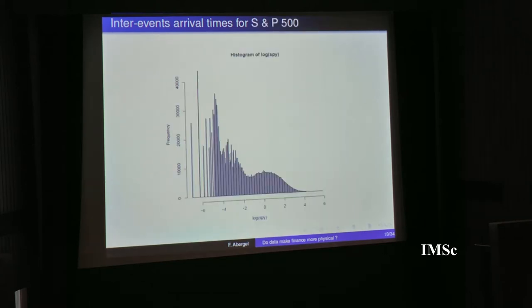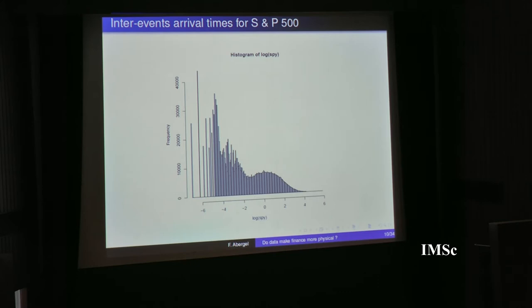If you look at the S&P 500 futures, the mini SPY, so it's another financial asset, very, very liquid, very much traded. Again, you have a bimodal distribution. If you look at this log scale, around 10 to the 0, so 1 second, and 10 to the minus 3, 4, so 1/1000th of a second.